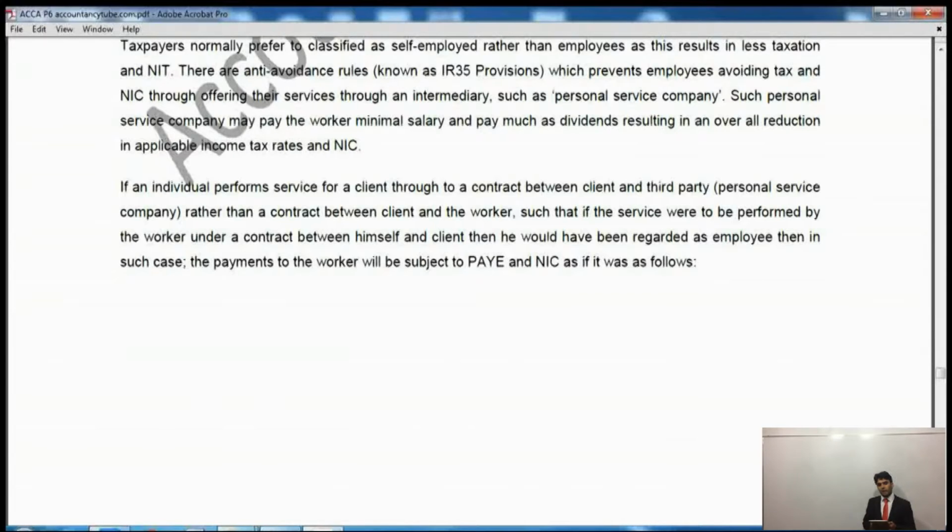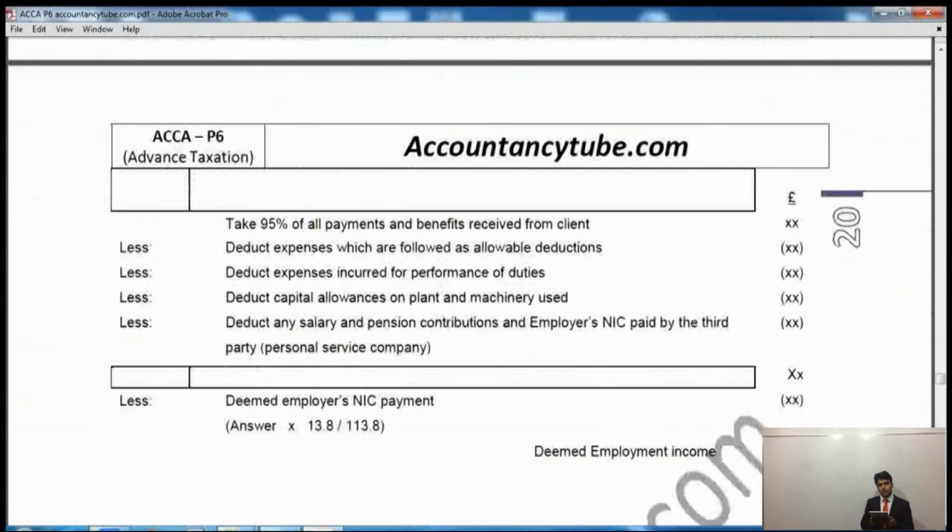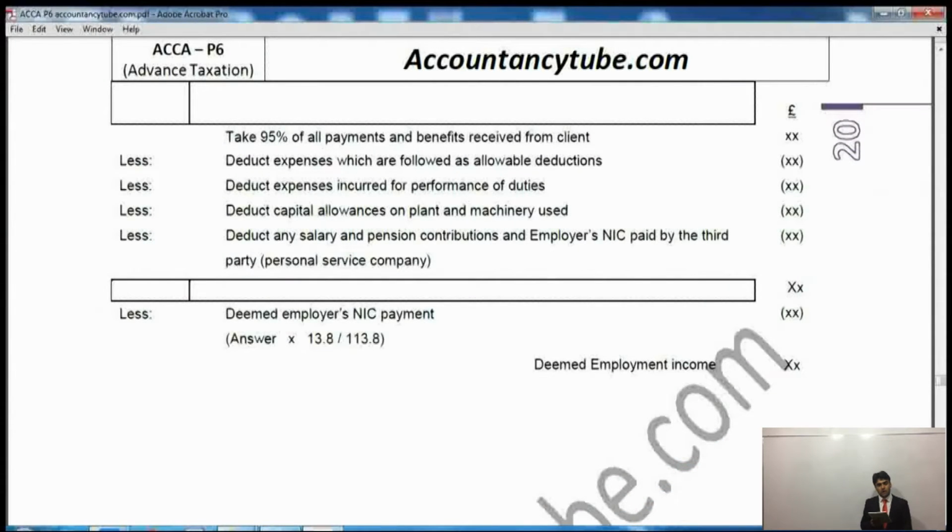Now whoever is trying to play with the rules and do like that, HMRC has made a pro forma for them. If someone is trying to be self-employed rather than employed, then please make sure you remember and memorize this pro forma and take it into account. If someone is trying to be smart, HMRC will say that we'll take 95% of all payments and benefits received from the client. So we'll forget about the intermediary. We'll see how much he's getting out of the client in the shape of payments and benefits. We'll take 95% of that, then we will deduct.